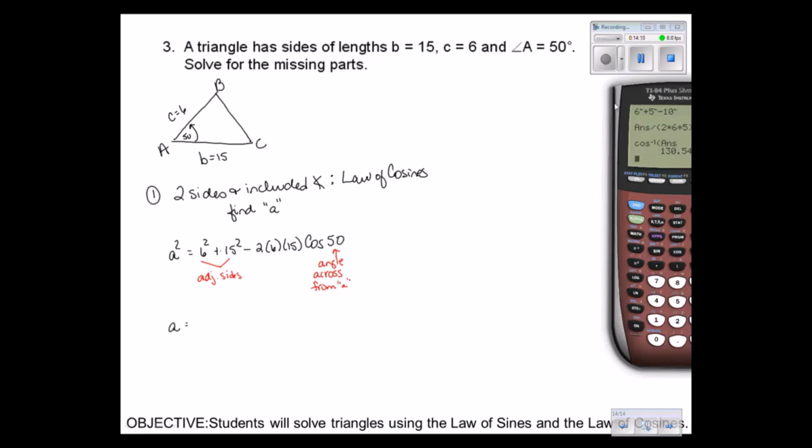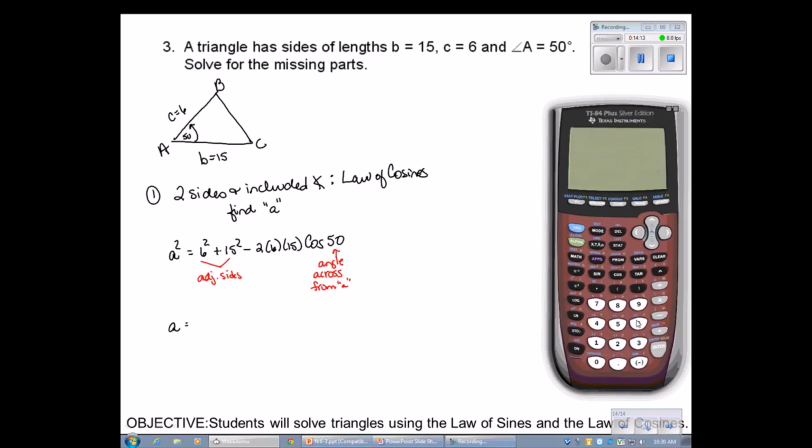Calculator work. Type it in. 6 squared plus 15 squared minus 2 times 6 times 15 times the cosine of 50. That's a squared. We've got to take the square root of it. This is the length of a side, so you're going to round it to 3 places. 12.054.